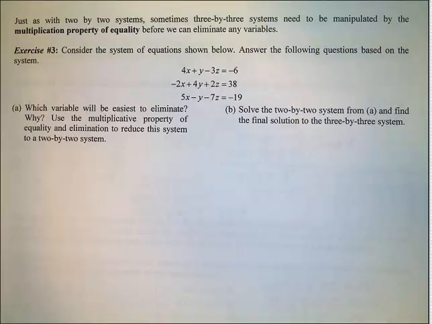Just as with 2 by 2 systems, sometimes 3 by 3 systems need to be manipulated by the multiplication property of equality before we can eliminate any variables. So in exercise 2, by adding 1 and 2 and 1 and 3, z canceled without doing any multiplication. Well, this one is going to be a little bit more difficult because we have to look at which variable we can get rid of. Right away I look at the y's because I have a positive y and a negative y in 1 and 3. So I'm going to take, hold on, I probably should read the question first. Which variable will be easiest to eliminate? So I just said y's because they have fewer variables attached.